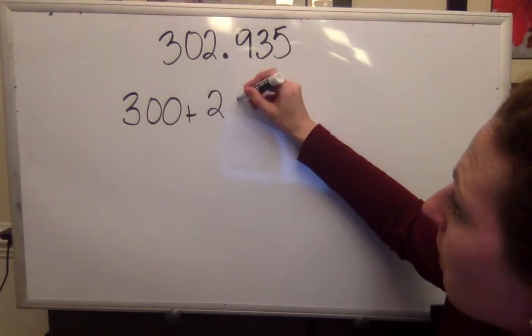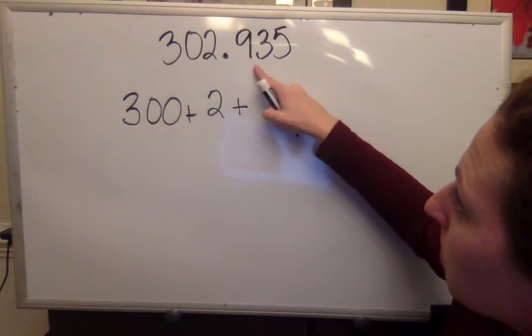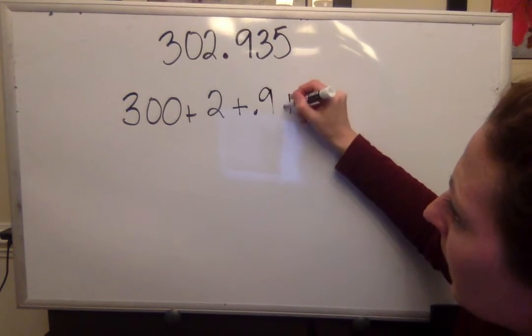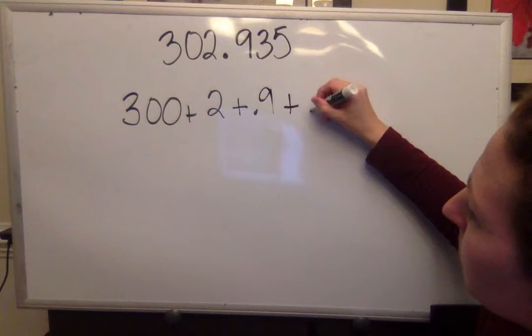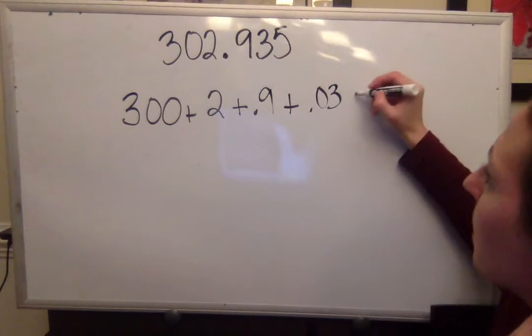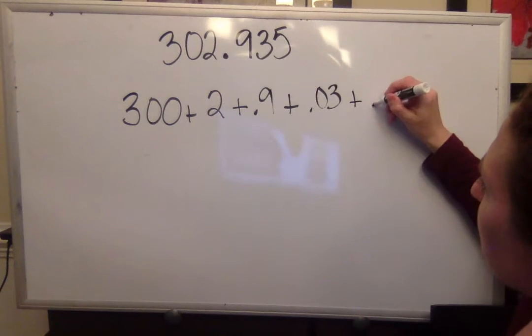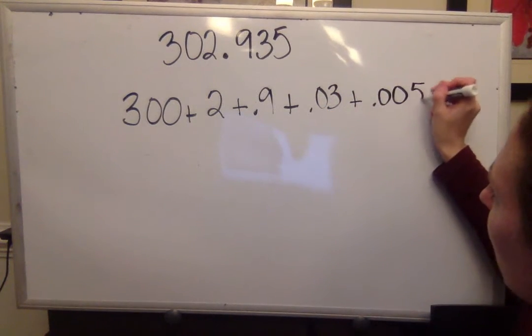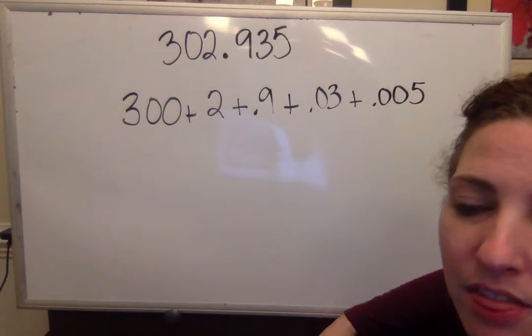Okay? Plus, and then just go number by number. 0.9 or 9 tenths plus 0.03 for 3 hundredths plus 0.005, because we're covering up those zeros, and that's for your 5 thousandths.